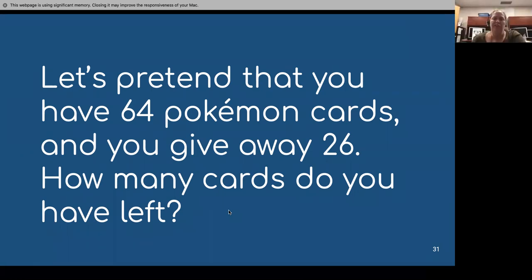So how many cards do you have left, Sam? This is a trick question. No. I hope not. I have 38 cards left. You have 38 cards left.